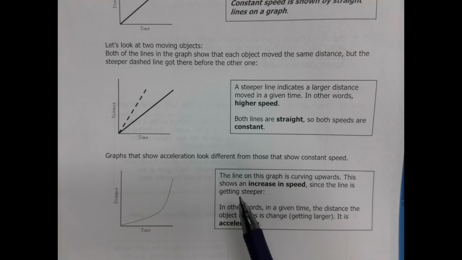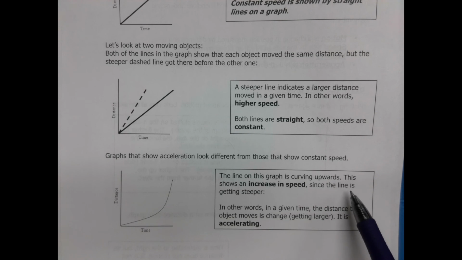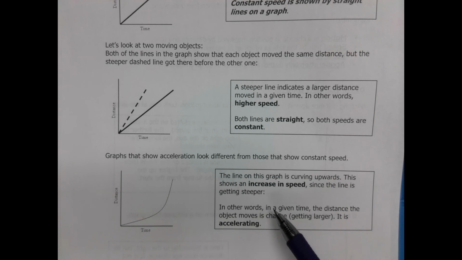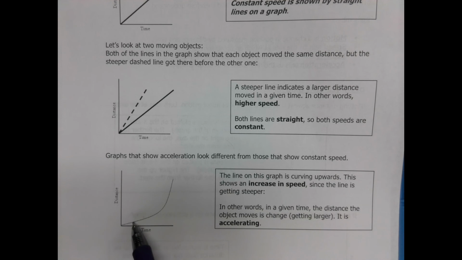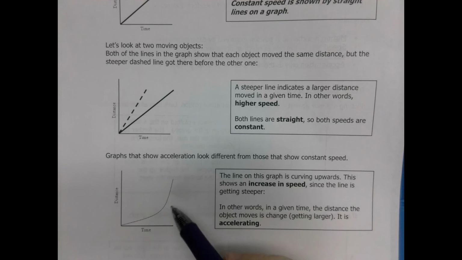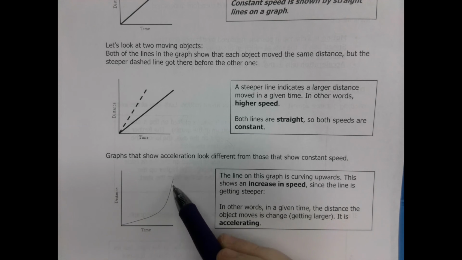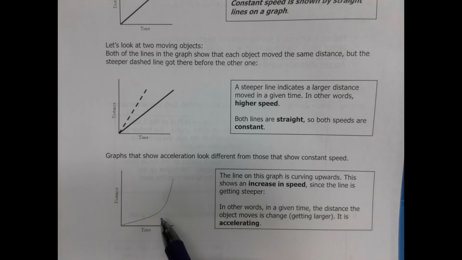This graph that shows acceleration looks different from those that show constant speed. The line in the graph is curving upward. This shows an increase in speed since the line is getting steeper and steeper. So right here it is mostly straight, so it's going to have a small speed. And this right here is very steep, so it has a higher speed. The steeper you are indicates how fast you're actually moving.